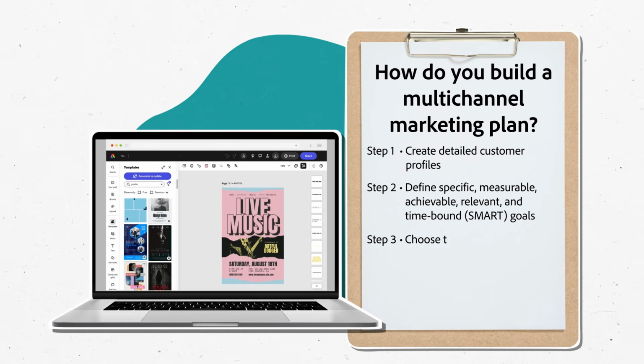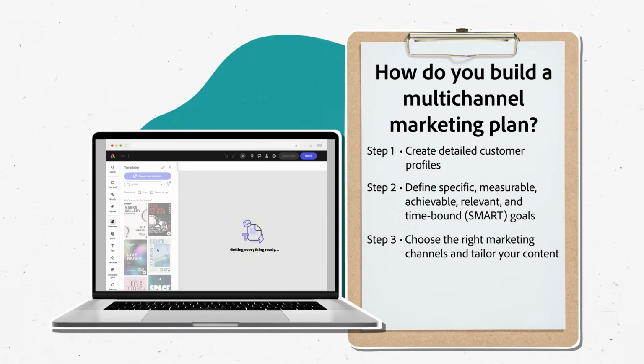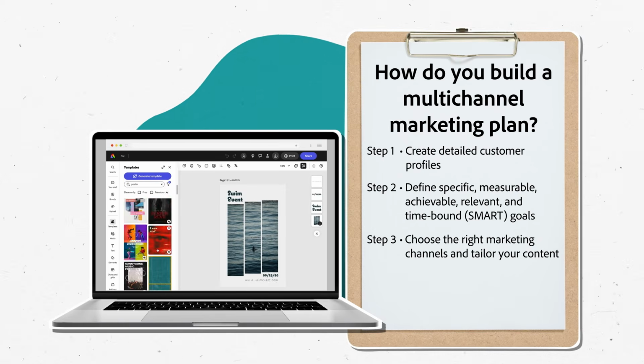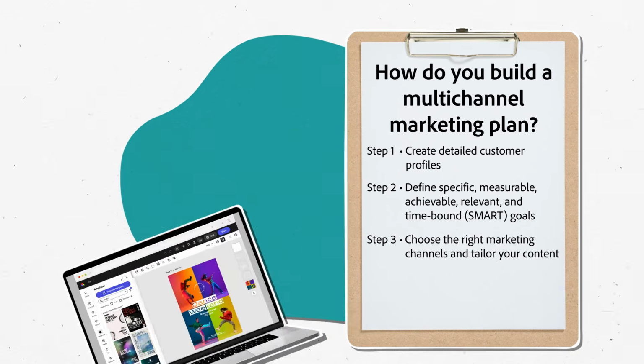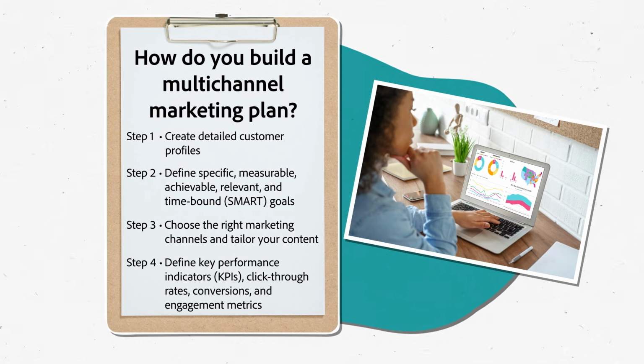Step 3, choose the right marketing channels and tailor your content. Tools like Adobe Express help maintain cohesive branding while adapting to platform-specific needs. Step 4, define key performance indicators, or KPIs: click-through rates, conversions, and engagement metrics. Monitor these regularly to see what's working and what's not.